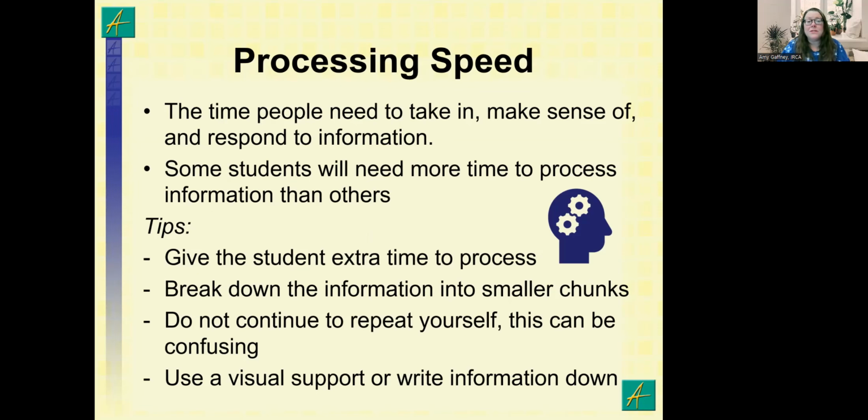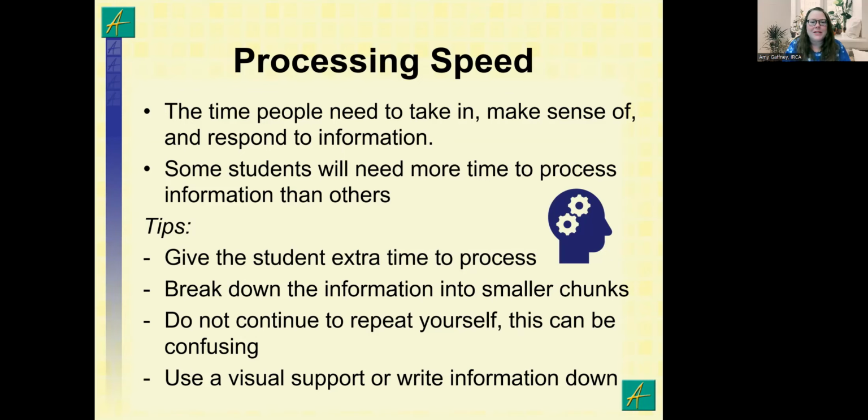You also need to consider a student's processing speed. So processing speed is the time that people need to take in and make sense and then respond to information. So you can have a language impairment and you may have some processing speed challenges, but you can have processing speed challenges and not have a language impairment. You don't have a problem understanding what someone is saying, or you may not have a problem even getting it out. It just might take you a little bit longer to process it. It might take you a little bit longer to take it all in, but you're going to understand it. You're going to get there.